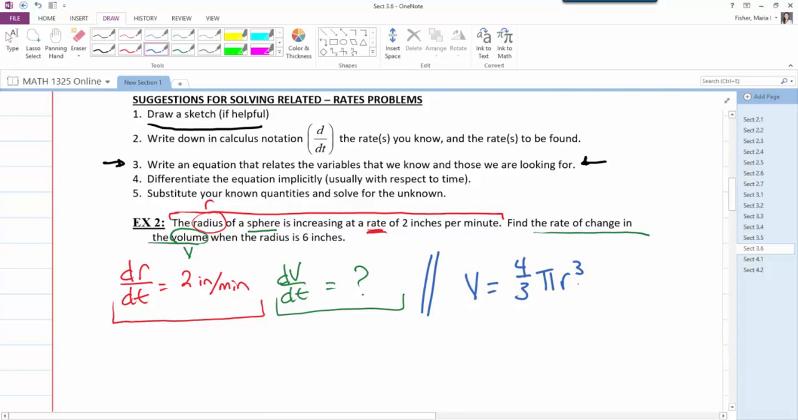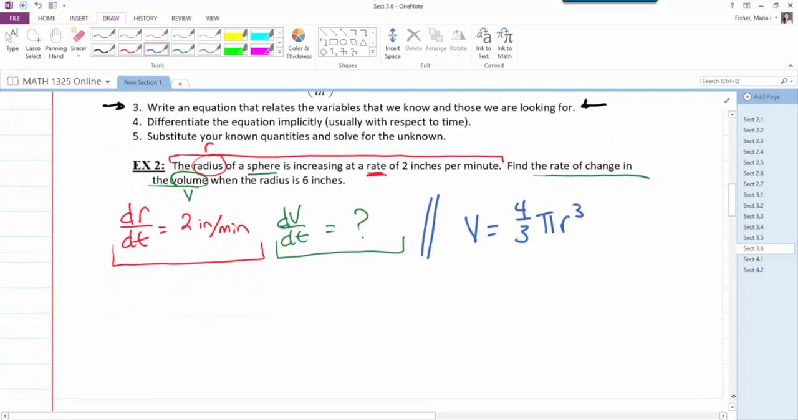So now, step 4, differentiate this with respect to time. So the derivative of V is dV/dt. For the derivative of 4/3 pi r cubed, if I multiply 4/3 times 3, that's 4 pi r raised to one power less, which is squared. And I just took the derivative of an r term with respect to t, so I get dr/dt.